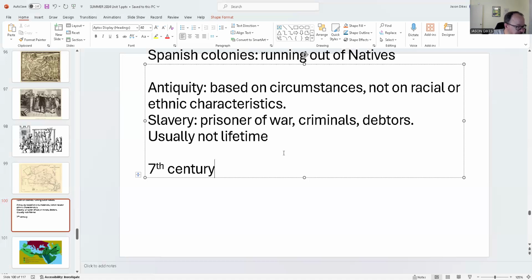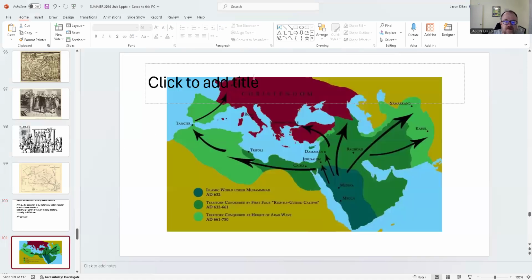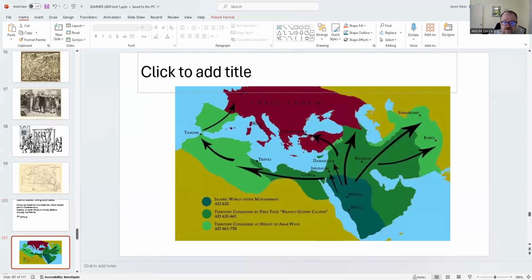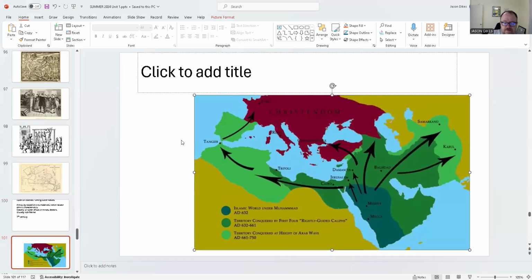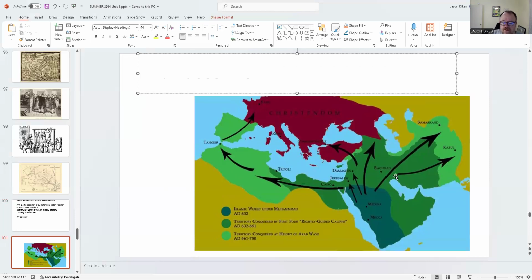During the 7th century, as we can see here, we have the conquest of much of the Middle East, but also Africa, by the Islamic world, as it is called here. People in the Middle East, driven by religious beliefs, spread out throughout the Middle East and spread out into Africa.